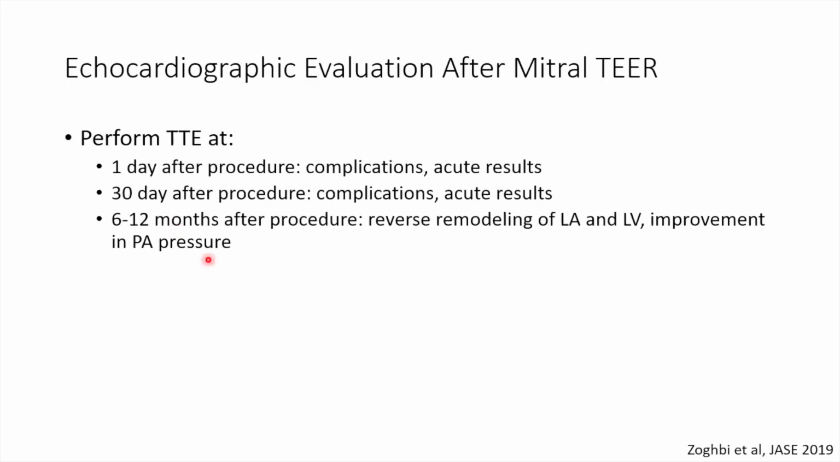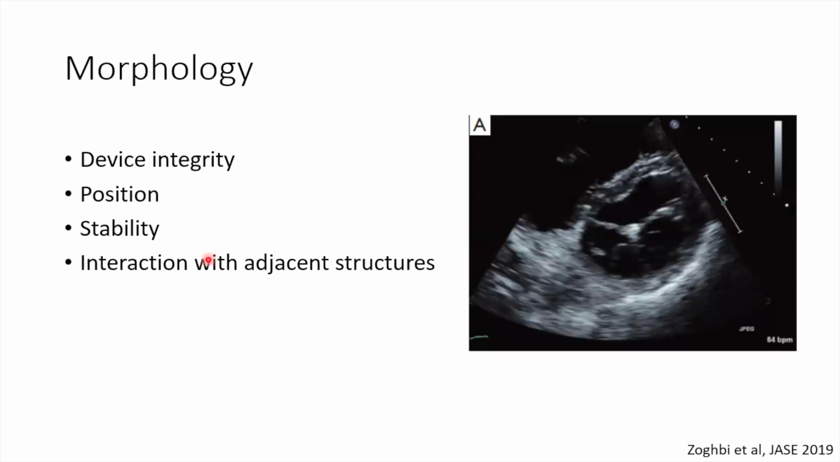And then at 6 to 12 months after the procedure, you're still looking at the integrity of the device as well as regurgitation, but you're also looking for any evidence of adverse remodeling based on changes in LA or LV size, and improvement in PA pressures. Hopefully we do see reverse remodeling after reduction in mitral regurgitation.